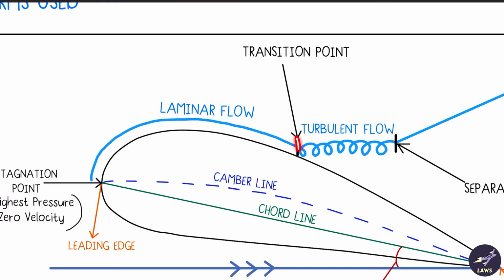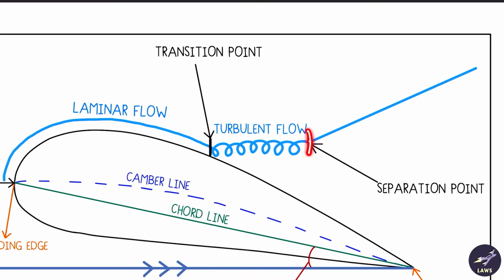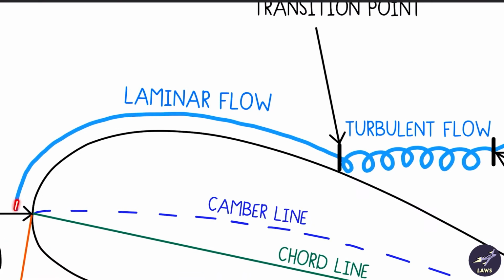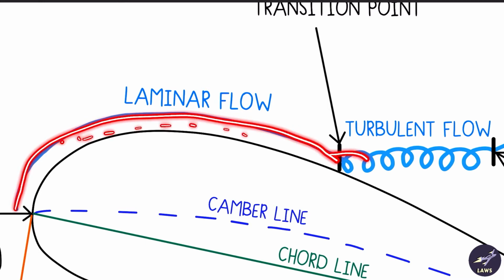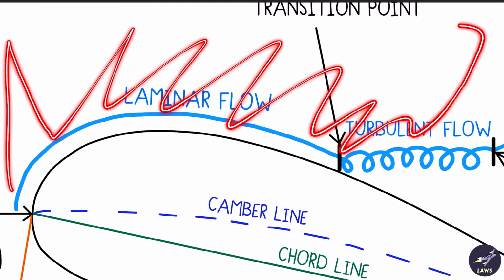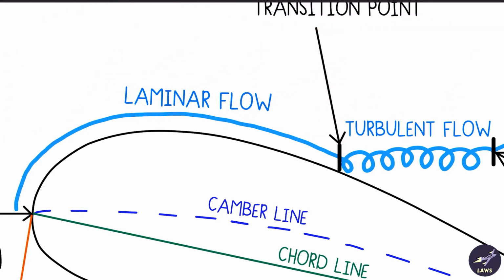The point where the flow becomes turbulent is called the transition point because it transitions from laminar to turbulent, and the point where it finally separates from the aerofoil is called the separation point. So this line, okay, within this it is known as the boundary layer. Airflow outside the boundary layer, this whole part, is unaffected by the presence of the aircraft, whereas within the boundary layer, the air is affected by the presence of the aircraft.